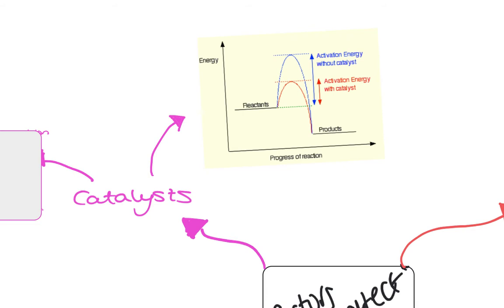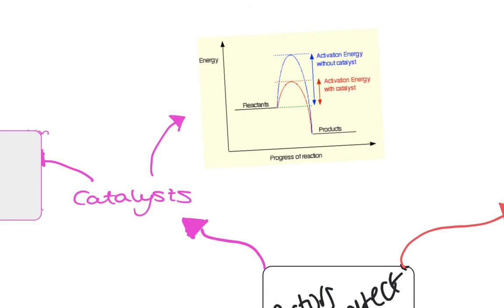And they do this by lowering the activation energy. So on the graph, you can see there are 2 bumps. This is an energy level diagram that you should be aware of from your work in C1 on exothermic and endothermic reactions. This is an exothermic reaction because the products are at a lower energy level than the reactants.